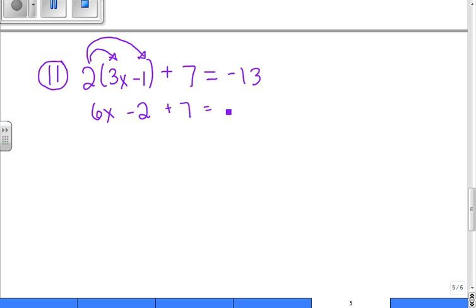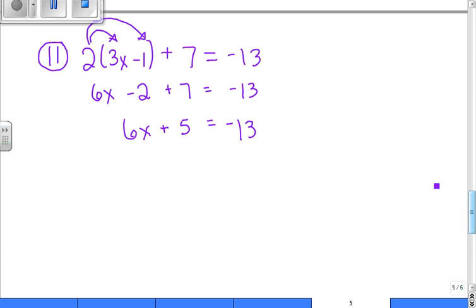Plus 7 equals negative 13. Okay, so we have 6x minus 2 plus 7 is positive 5. That equals negative 13. Okay, we're going to subtract 5 from each side. 6x is equal to negative 13 minus 5, which is negative 18. We have 6x, so we have to divide both sides by 6 to get x equals negative 3.